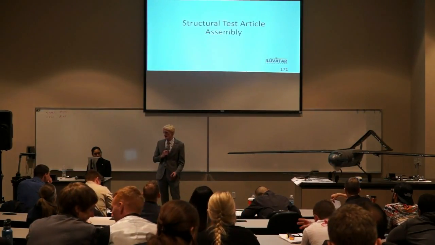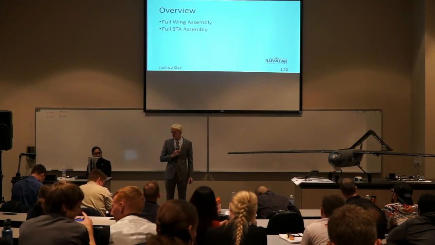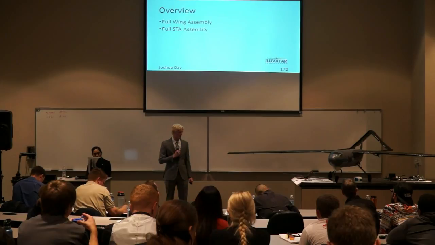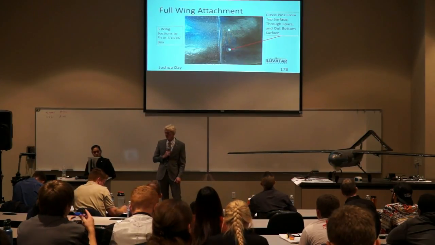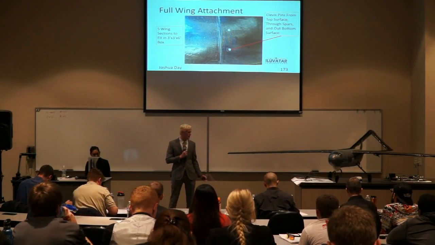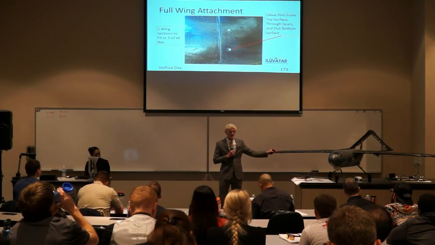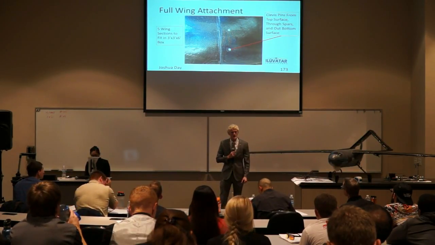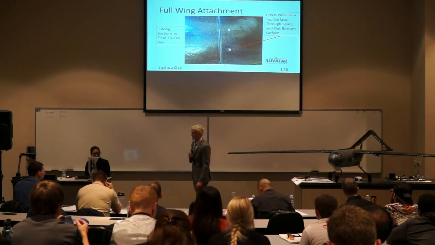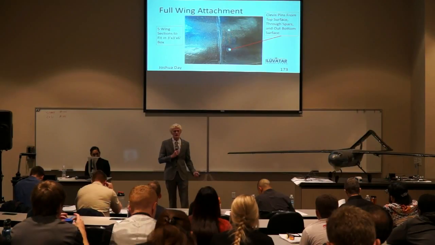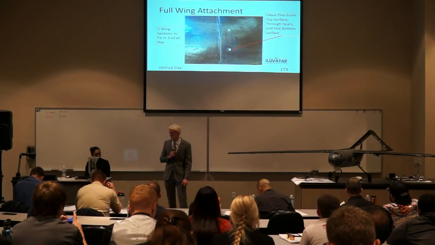So the STA was then assembled. We'll go over the full wing assembly and the full assembly of the structural test article. To attach the wings, we drilled holes from the top of the wing through the spars and ferrules and out through the bottom of the wing, and then attached that using clevis and pins so that it would not fall off during testing or flight.